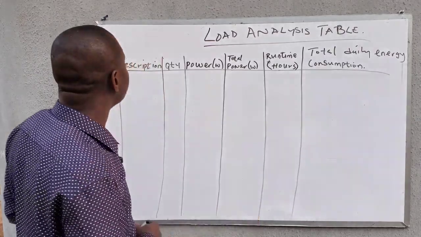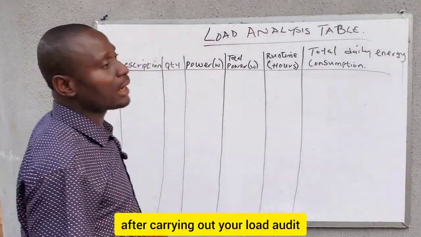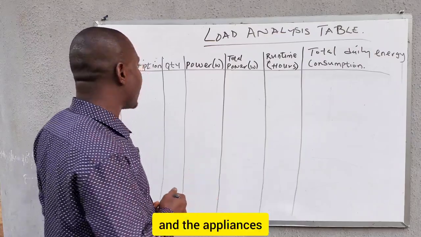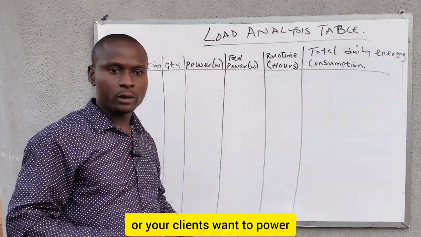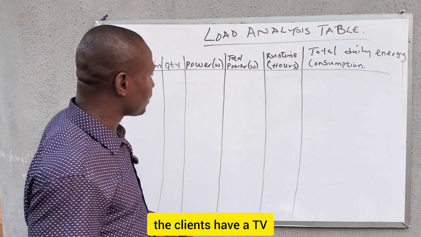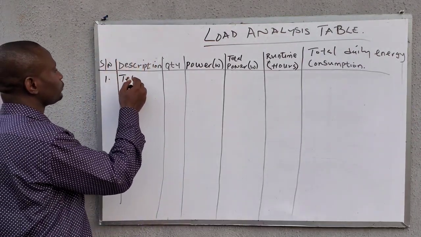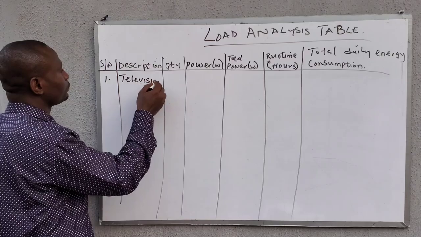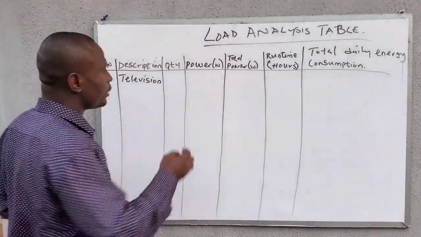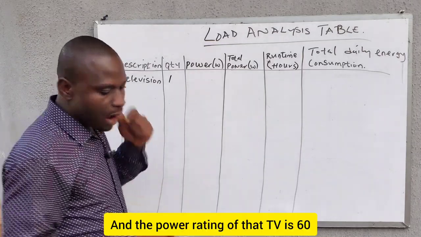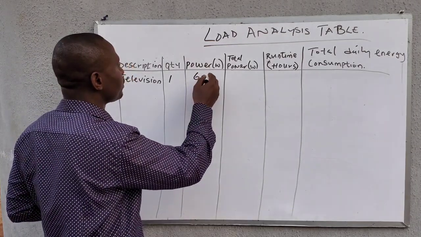So for example, after carrying out your load audit and the appliances that are in that building or your clients want to power, the clients have a TV. Number one, television. And the quantity is one. You just need one TV. And the power rating of that TV is 60 watts.